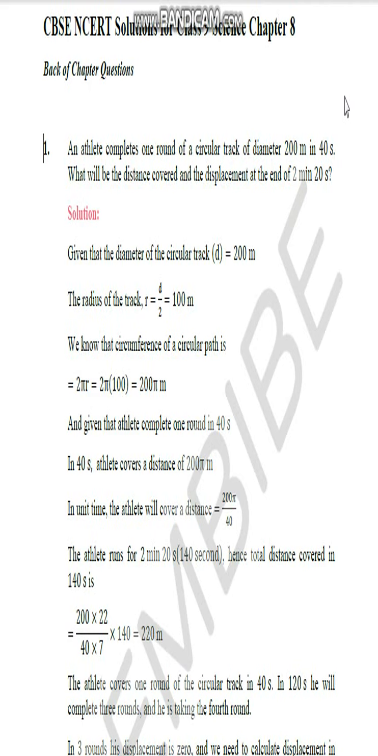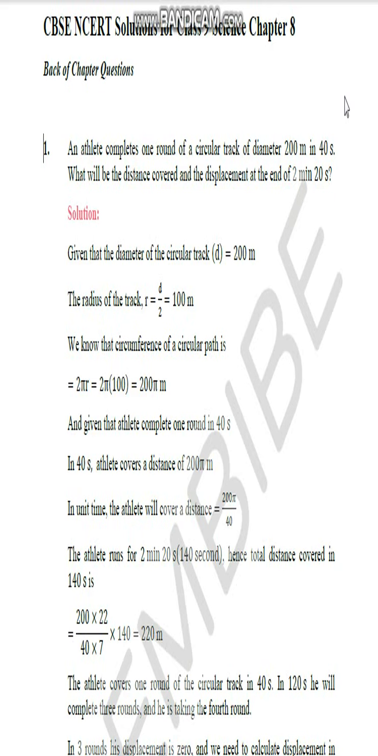Okay, now we will start our numerical. We are given that the diameter of the circular track is 200 meters. Now we will find the radius of the track, r, which is equal to 100 meters. As it is a circular path, we will find the circumference, and the formula of the circumference is 2 pi r.